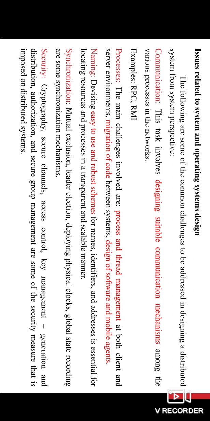And the fourth challenge is synchronization. Since we cannot maintain a common global clock among the systems, we have to provide some means for communication synchronization: mutual exclusion, leader election, deploying physical clocks, global state recording. So like that, we can use many synchronization mechanisms to provide a synchronization among the systems.